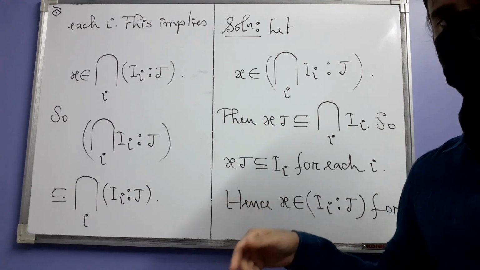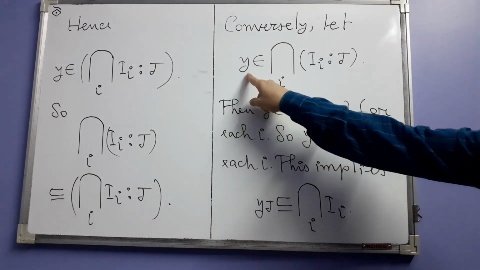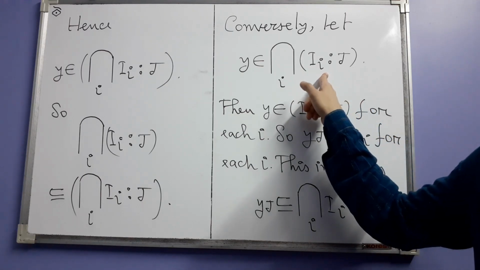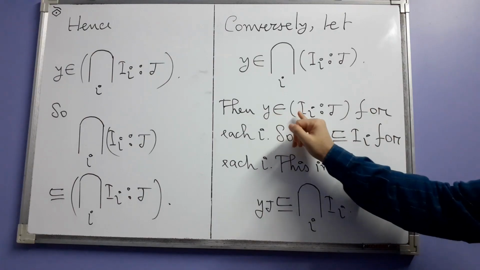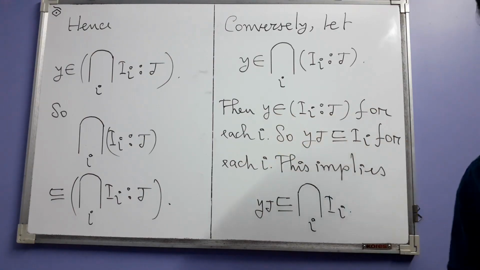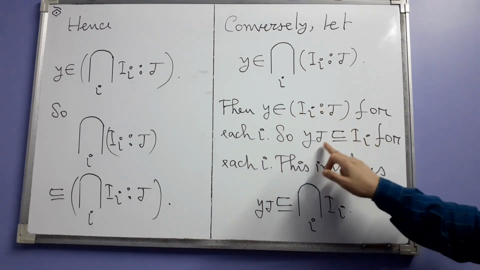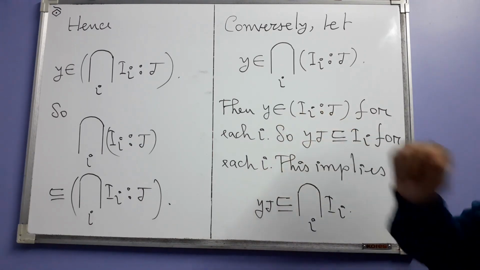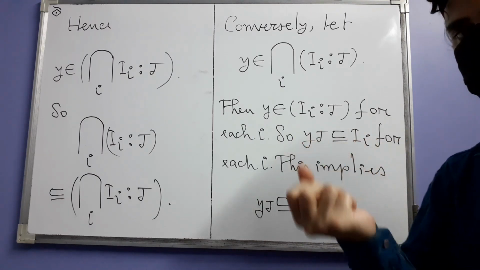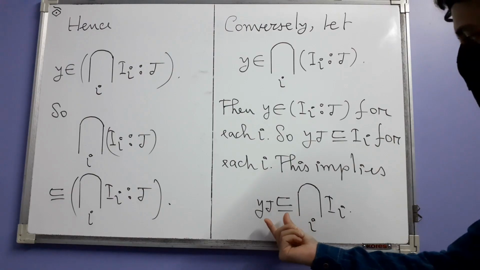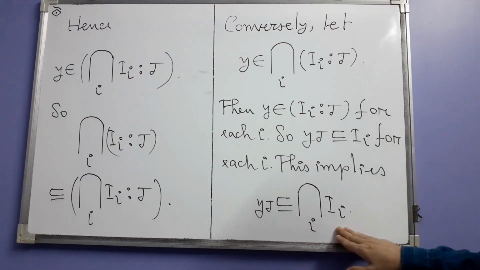Now we are going to prove the reverse inclusion. Firstly, we take any element y in this intersection of ideal quotients. Then obviously y will belong to each such ideal quotient. y belongs to I_i colon J for each i. But then by the definition of this ideal quotient, yJ will be a subset of I_i for each i. But then if yJ is contained in every I_i, then it is also of course contained in their intersection. So that's how we get this.